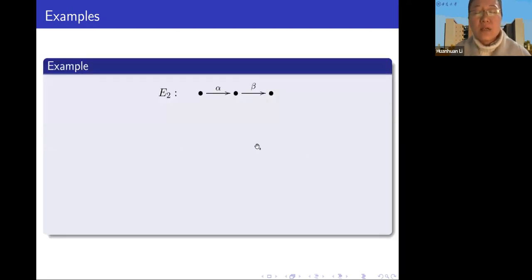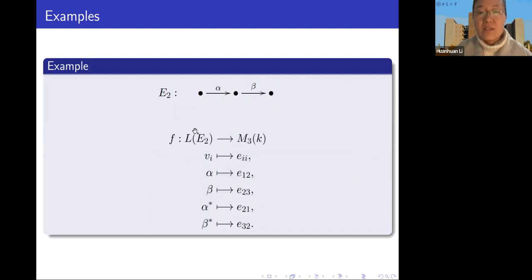For the second graph, suppose E2 has 3 vertices and 2 edges. Then this Leavitt path algebra is actually a matrix algebra. We can send the vertices to the elementary units for this matrix, and we send α to E_{1,2} and β to E_{2,3}, and so on. Here we have also the star edges. So we can see that this is an isomorphism of algebras.